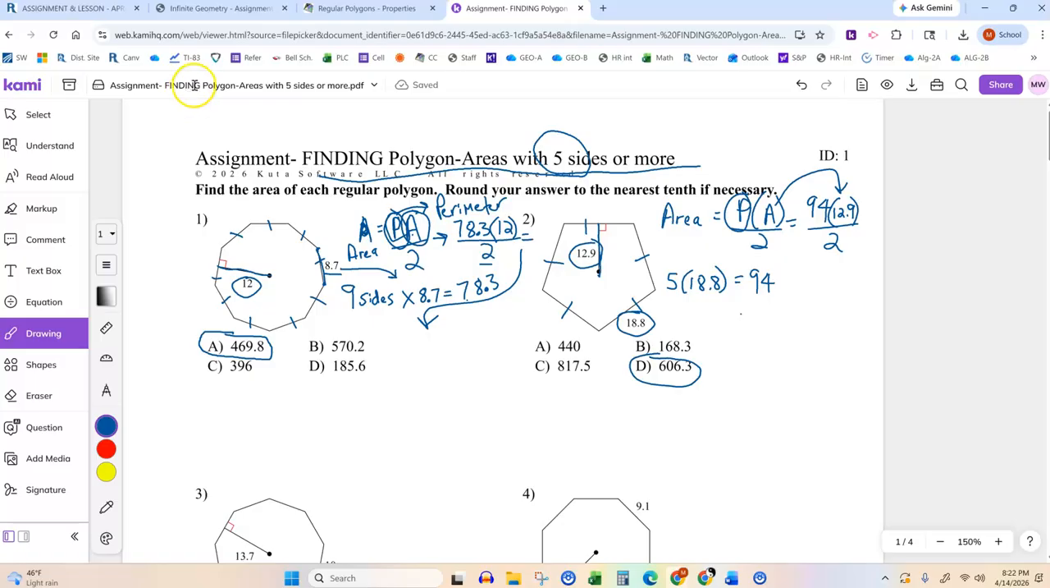Okay, so all of them are basically the same. You just need to figure out how many sides, multiply it by one of the sides, and then multiply that by the apothem. And remember, the number of sides times each side, that's a perimeter, so that's a P, and then times the apothem, which they give you, 12 or 12.9, and then divide by 2.